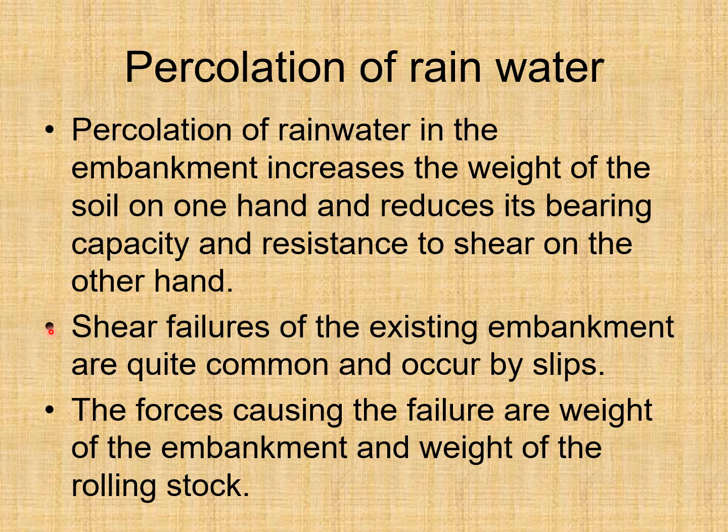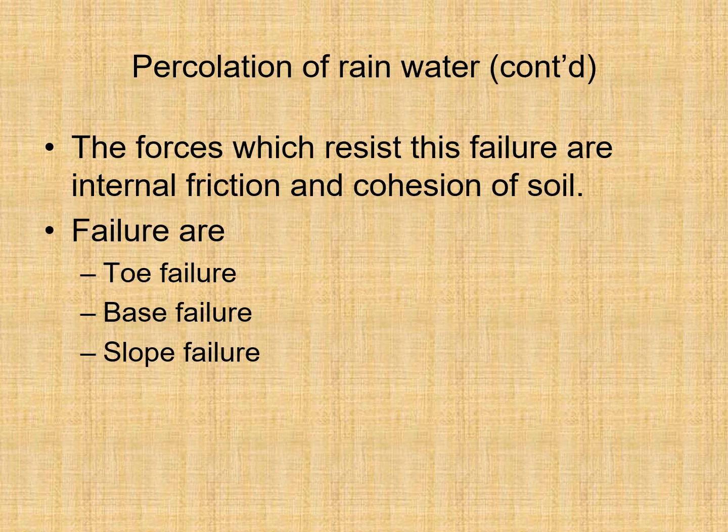Shear failures of the existing embankment are quite common and occur by slips. The forces causing the failure are weight of the embankment and the weight of the rolling stock. The forces which resist this failure are internal friction and cohesion of soil. So failures are of different types like toe failure, base failure, slope failure.